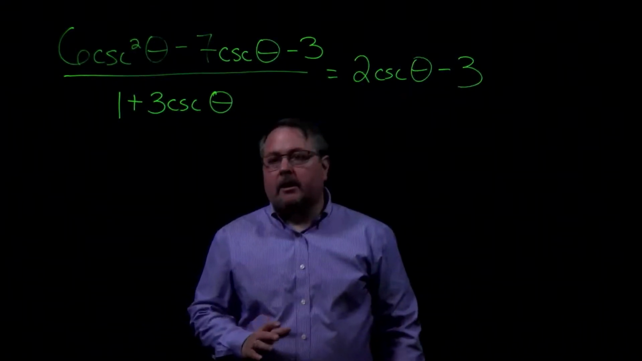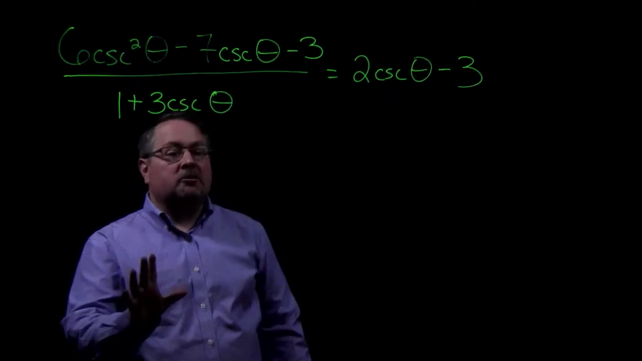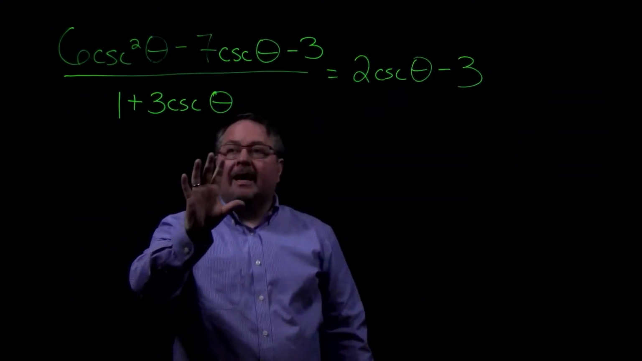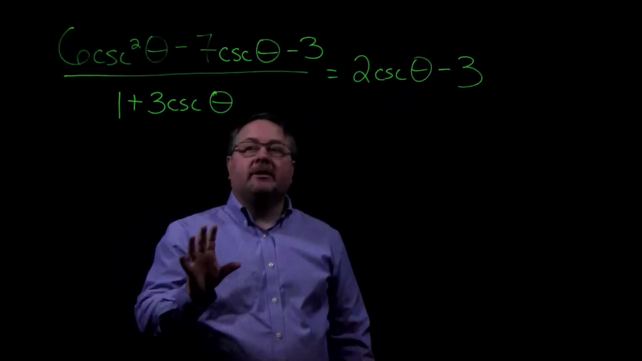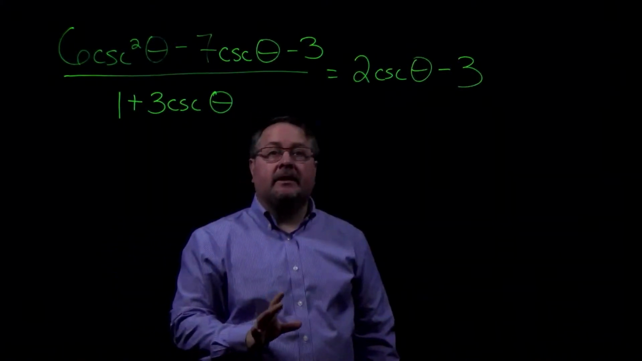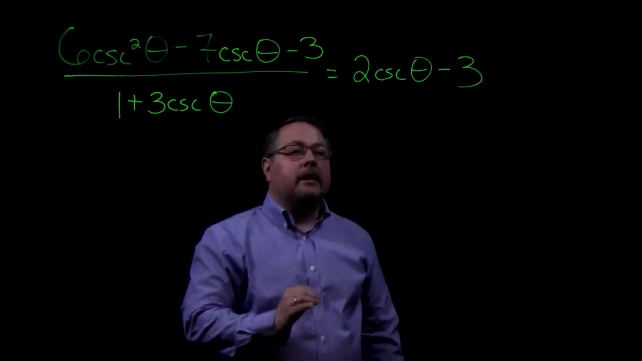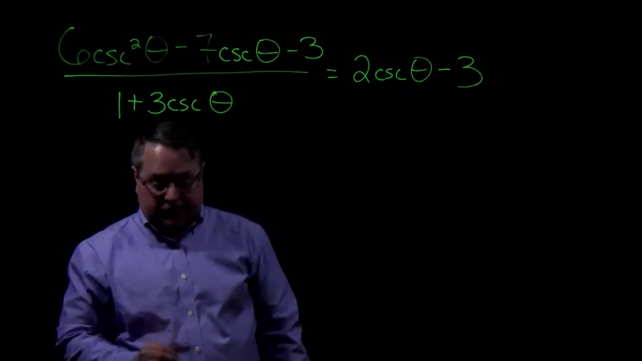So now we're going to take a look at some trig identities that we can prove using some algebra techniques. So this first one we're going to look at is the identity 6 cosecant squared theta minus 7 cosecant theta minus 3 divided by 1 plus 3 cosecant theta equals 2 cosecant theta minus 3.